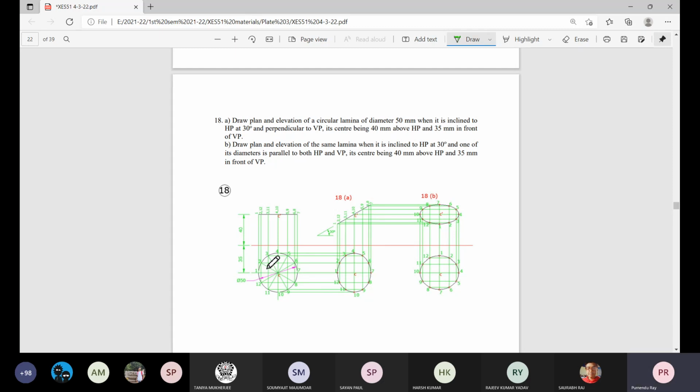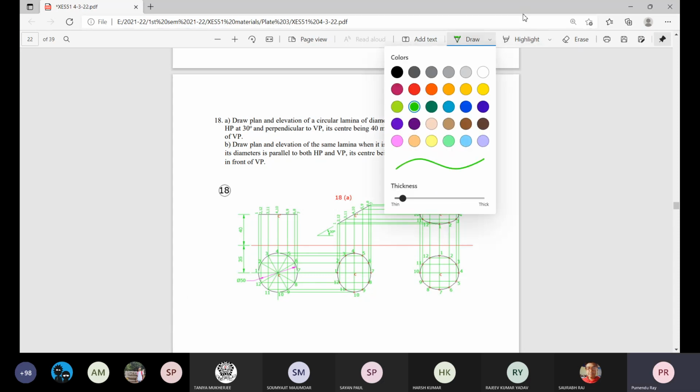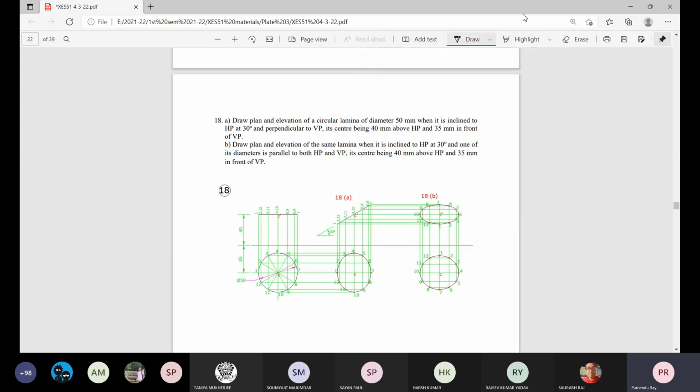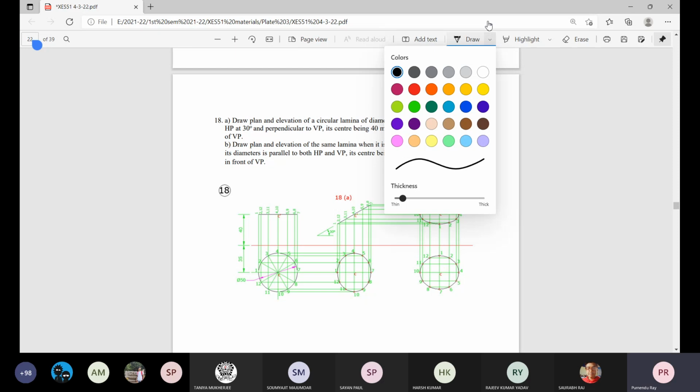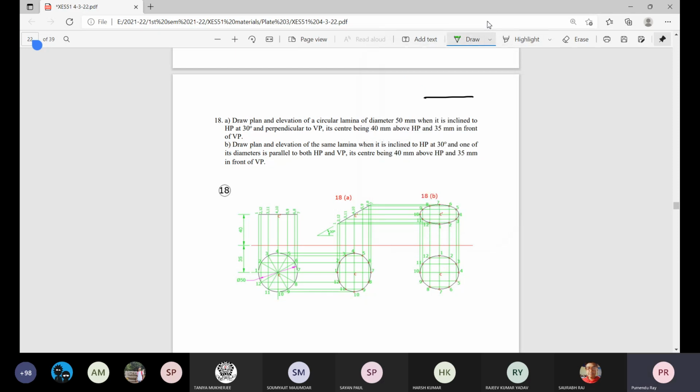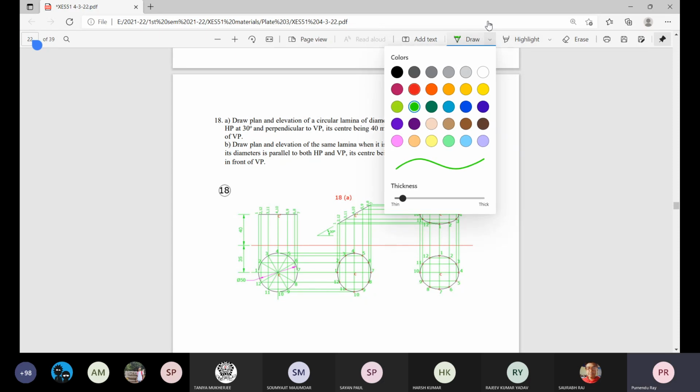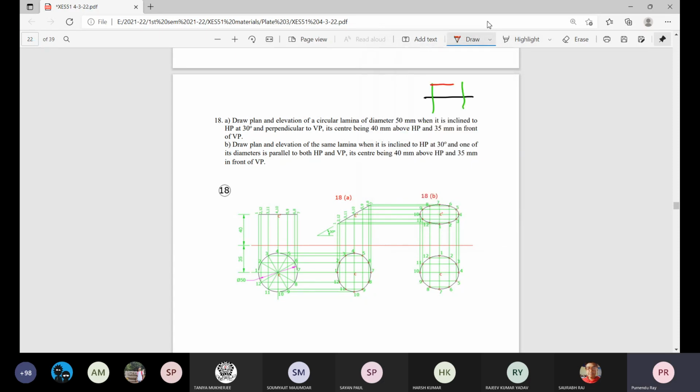The next part: draw planar elevation of the same lamina when it is inclined to HP at 30 degree and one of its diameters is parallel to both HP and VP. Now we can remember that configuration of the straight line when it is parallel to both HP and VP. So this is the ground line. If these are the projectors, then plan and elevation will be parallel to GL.